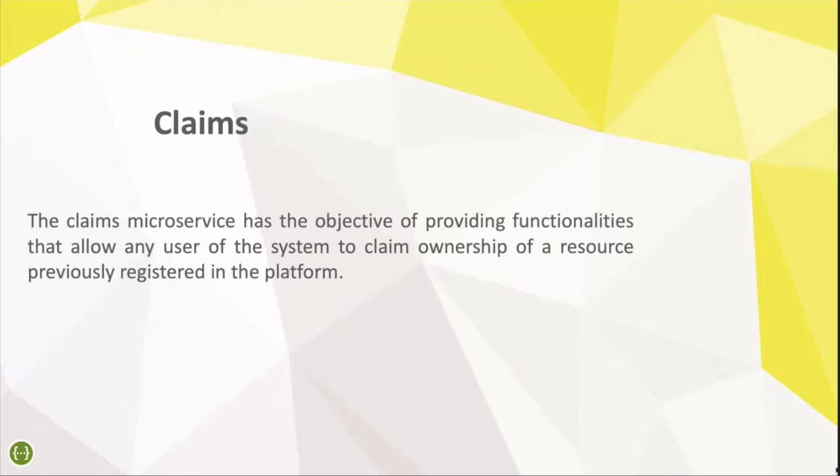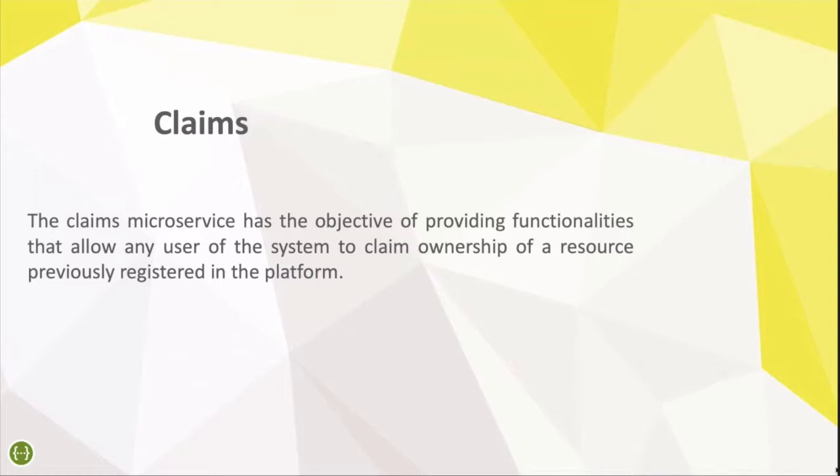Right now we are going to explain the claims microservice. The claim microservice has the main functionality of providing any kind of user a way to claim any resource. These resources are the entities stored in the entities microservice. So the claim process can be internally in the following states.